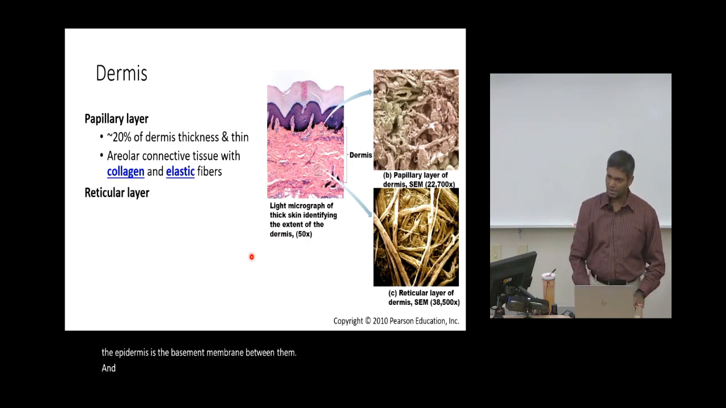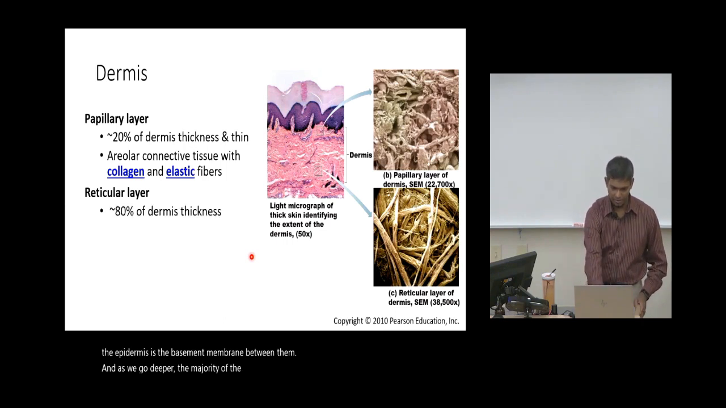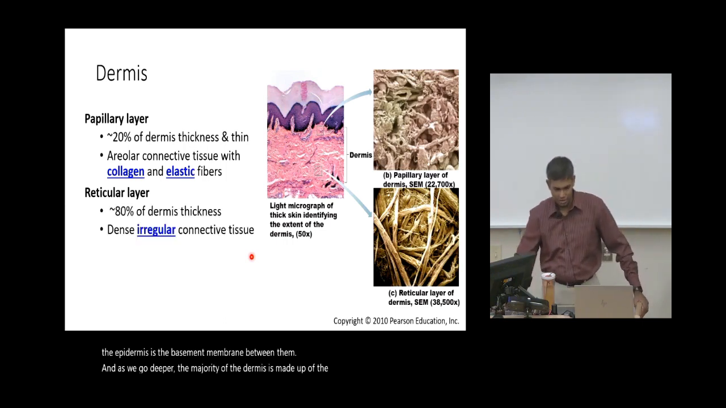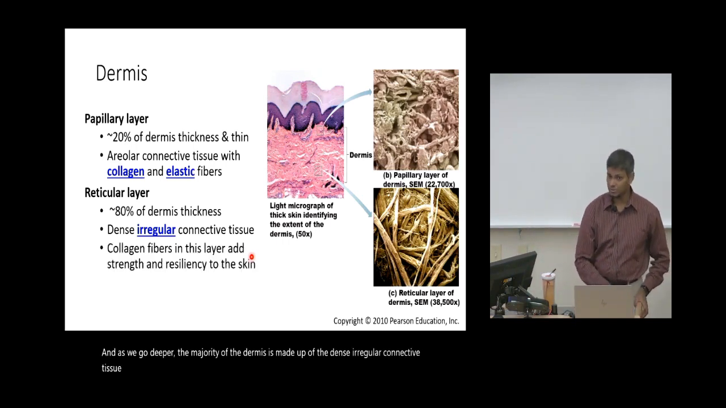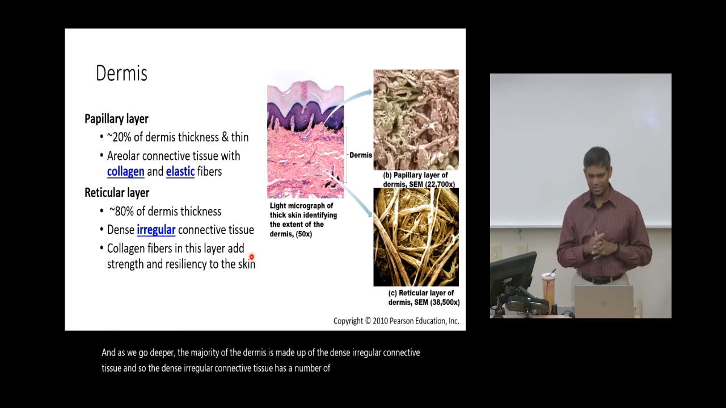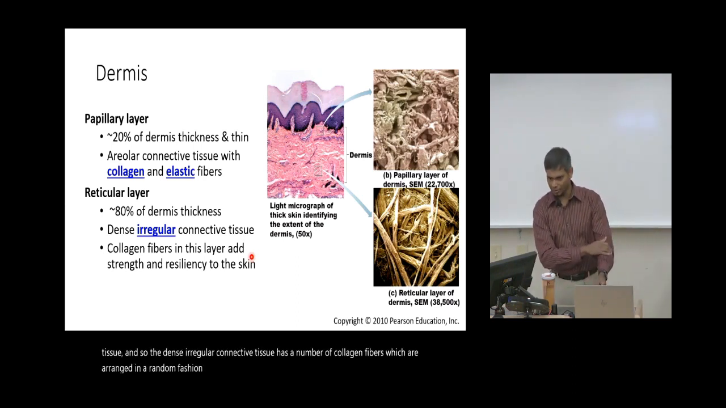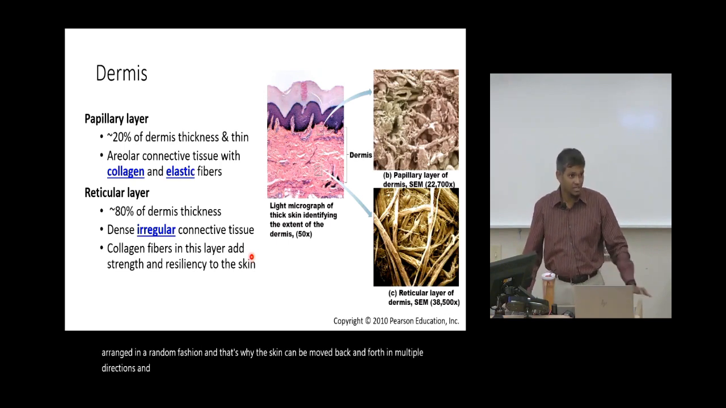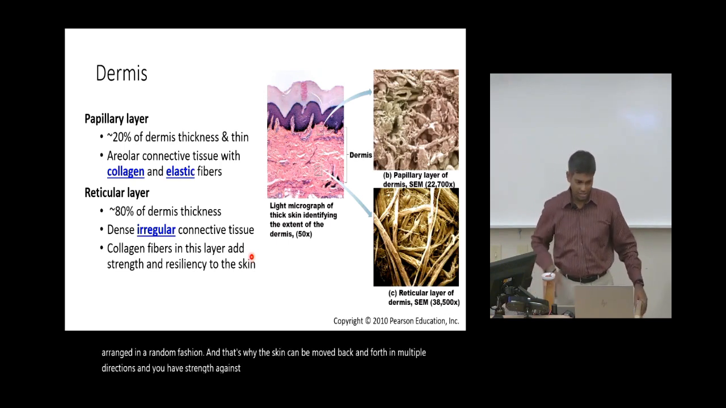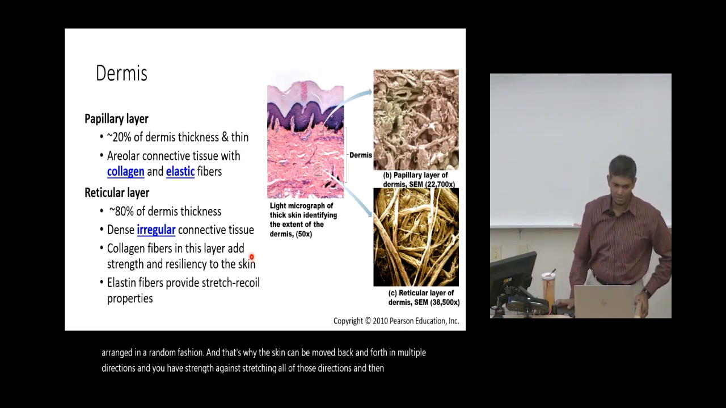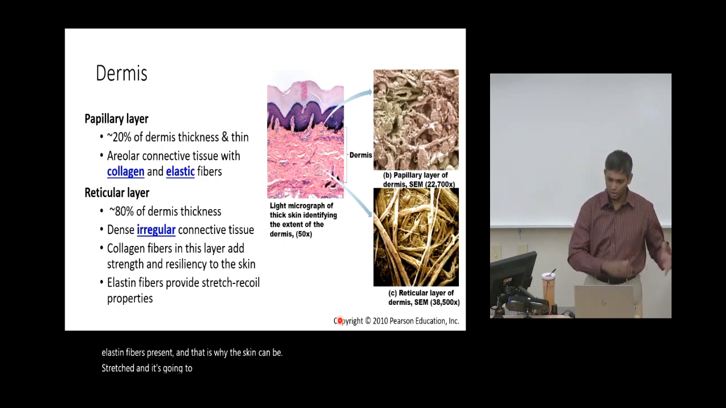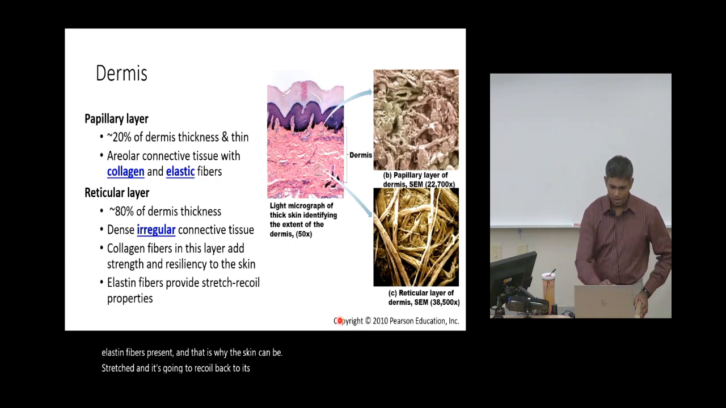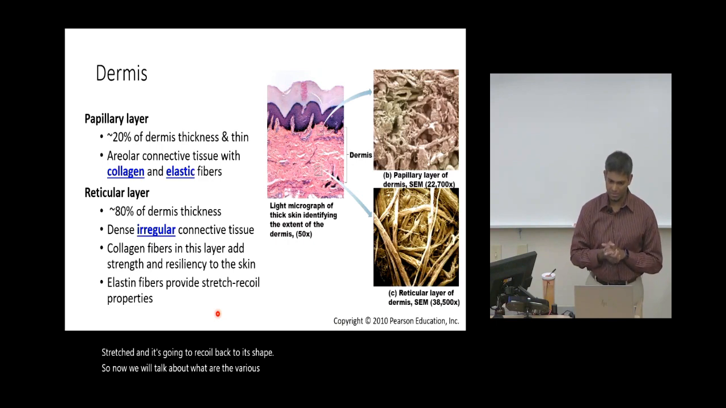And as we go deeper, the majority of the dermis is made up of the dense irregular connective tissue. The dense irregular connective tissue has a number of collagen fibers which are arranged in a random fashion, and that's why the skin can be moved back and forth in multiple directions, and you have a strength against stretch in all of those directions. And there are also elastin fibers present, and that is why the skin can be stretched and it's going to recoil back to its shape.